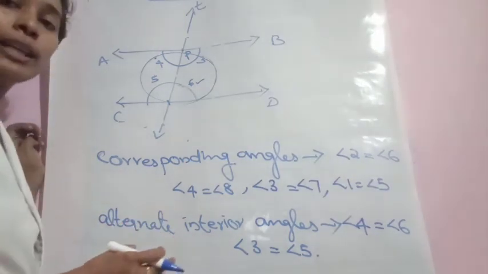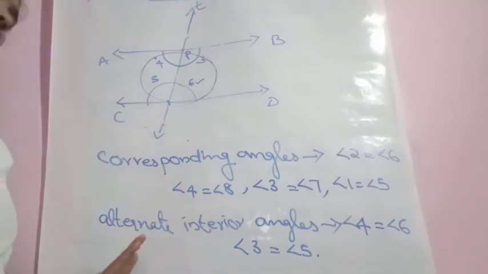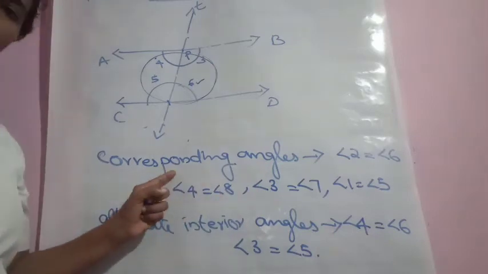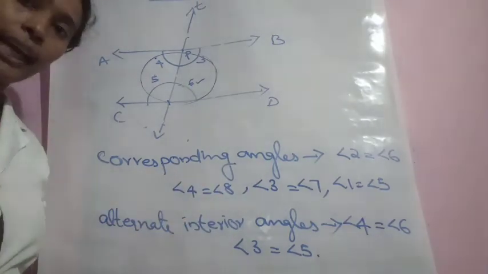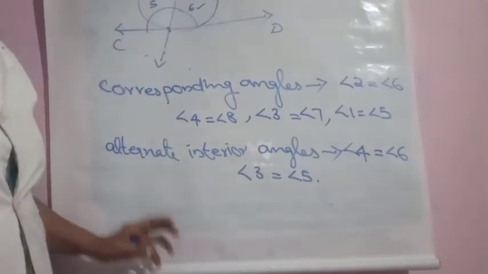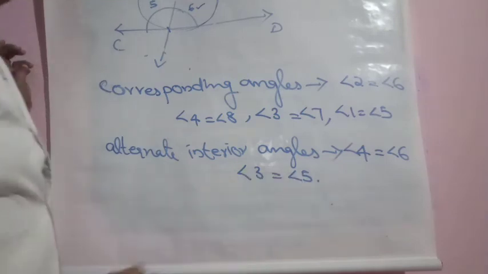Alternate pair means how many are there? Two pairs only. And we can see that they are also equal in measures. Here interior angles only need to be considered, and they are equal in measures. Only two pairs. 4 equal to 6, 3 equal to 5.